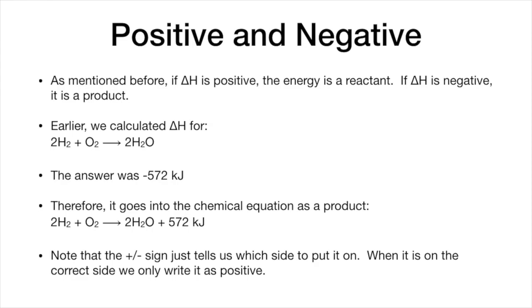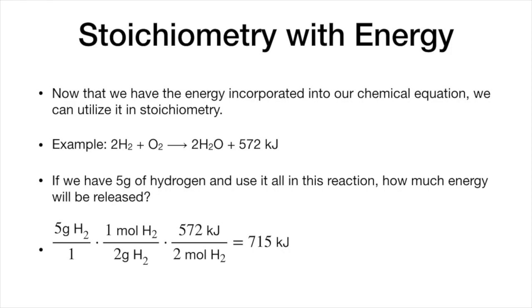So now that we have this in our equation, we can actually use it with stoichiometry. Let's say that we have 5 grams of hydrogen and we use all of it up in this reaction. How much energy will be released? Well, again, we can just use stoichiometry. We start out with 5 grams of hydrogen, and we always put our starting value over 1 since it's all a fraction. Then, looking at our periodic table, we can see that 2 grams of hydrogen gives us 1 mole of hydrogen, so there's 2 grams per mole of hydrogen. We write that as the second fraction.